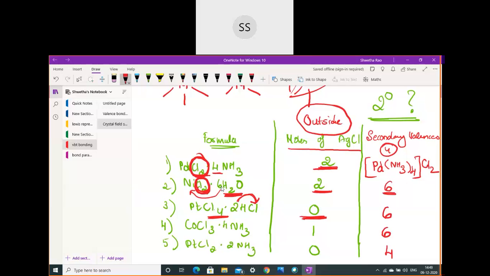Now, I'll take the second one. See the second case. In the second case, nickel Cl2 and 6H2O is there, and they are saying 2 moles of AgCl is precipitated out. That means these 2 Cl are present outside. They will not be inside the complex. If they were inside the complex, they would not answer the test. So these 2 are present outside the complex. How many are directly linked to the nickel now? The 6H2O molecules are directly linked to the nickel atom. So that means the secondary valency will be 6.